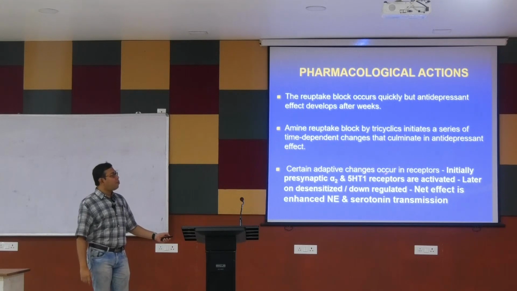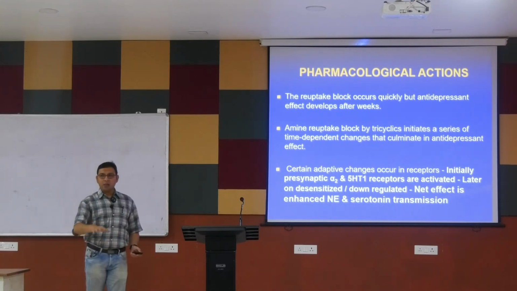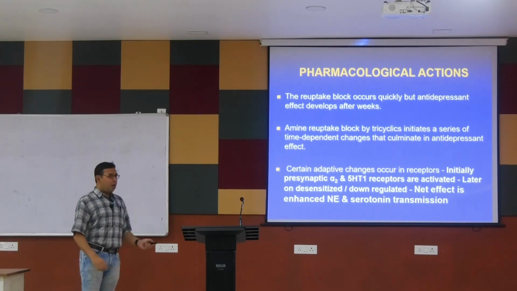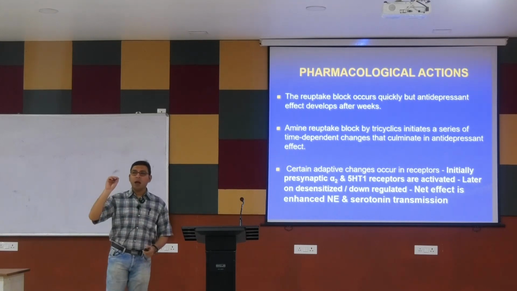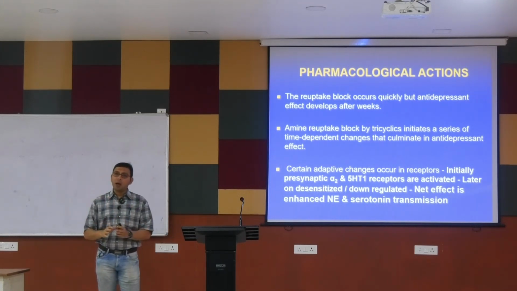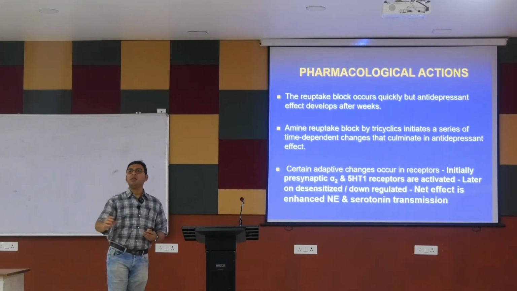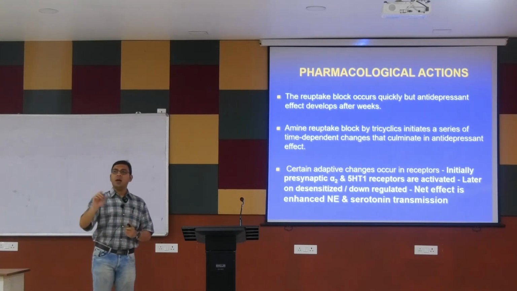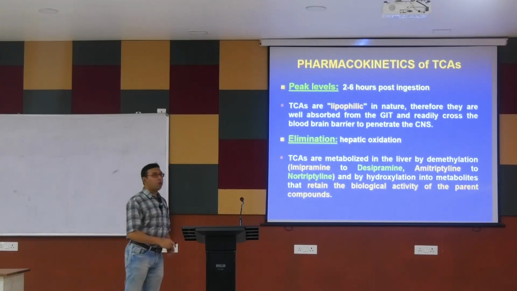And there are certain adaptive changes also. Initially the presynaptic alpha 2 and 5-HT1 receptors are activated. Later these receptors are desensitized or downregulated. The net effect is enhanced norepinephrine and serotonin transmission. These are the different adaptive changes. When we give these drugs, firstly there is blockade, and when the drug is continued for weeks or months, there are adaptive changes in the receptors, and ultimately the net amount of neurotransmitters increases in the synaptic cleft.